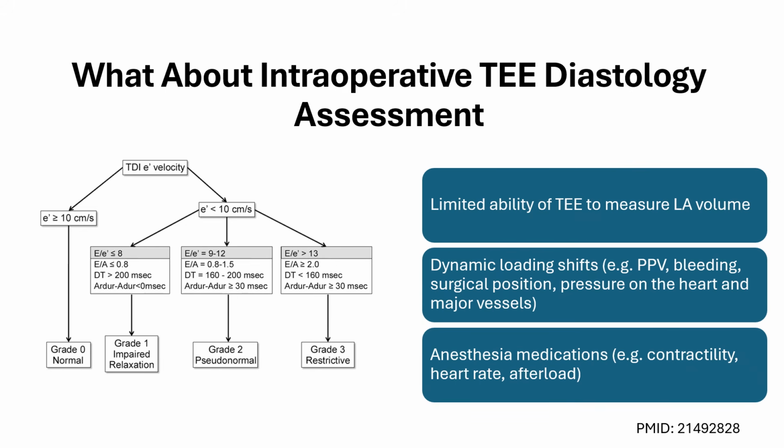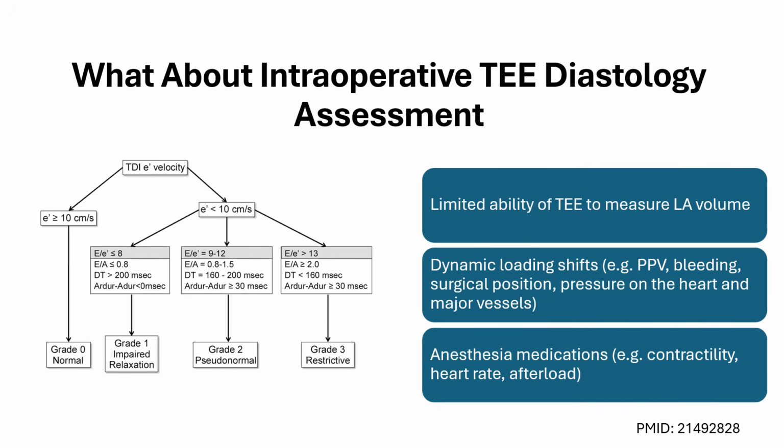On the left part of the screen, you see a diagram taken from a study published in patients undergoing CABG. This algorithm suggests that measuring tissue Doppler E prime velocity of the mitral valve is an important first step. If it is at least 10 centimeters per second or higher, then your patient has normal diastolic function. If it is less than 10 centimeters per second, then you need more data such as E to A ratio, E to E prime ratio, and deceleration time, and many others.